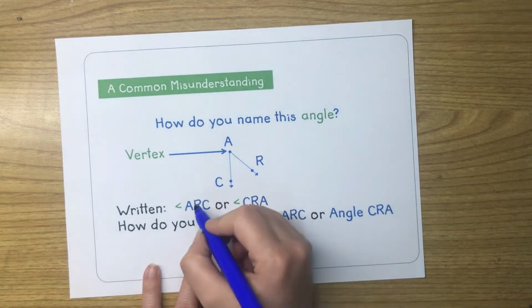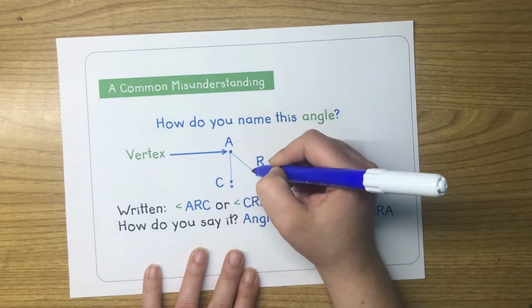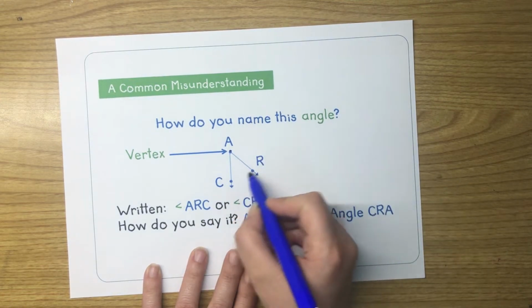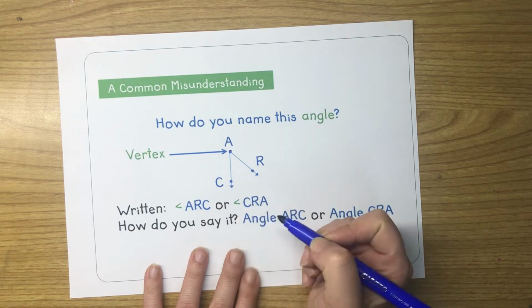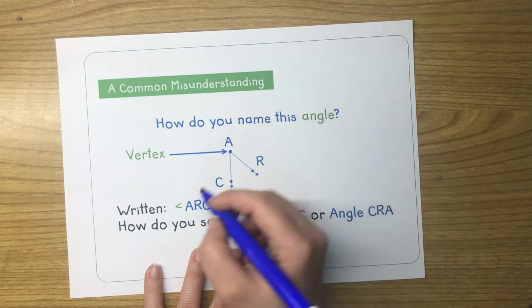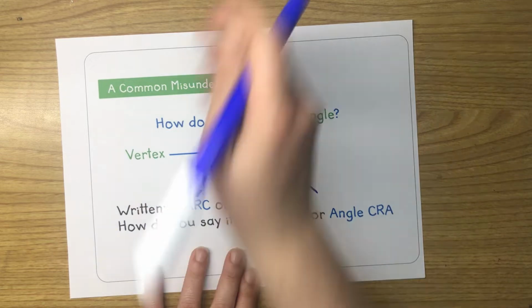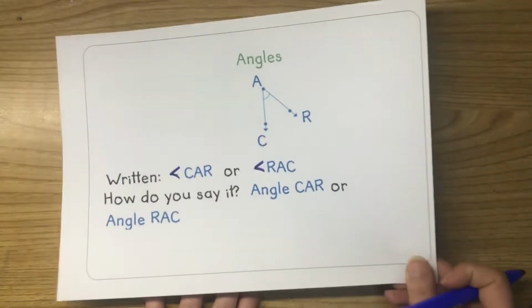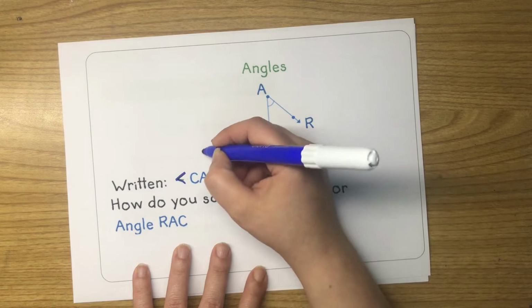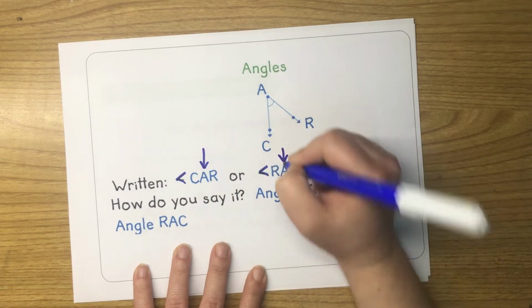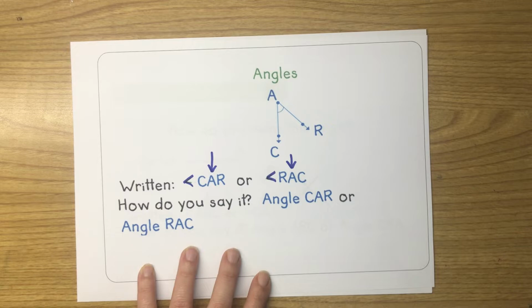But the common mistake is that some students mix it up and name it such as A-R-C, A, then R, then going after that to C. There is no line segment between A, R, and C. So always the vertex must be in the middle. So this is totally wrong. Let's go to the previous slide. Look, the vertex is in the middle while naming an angle.